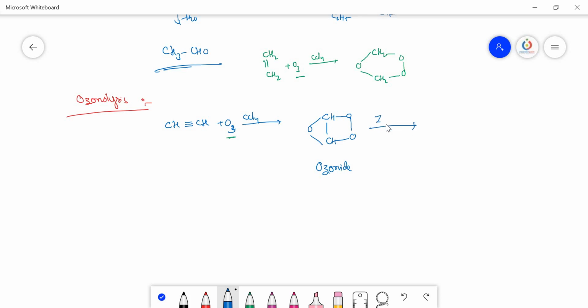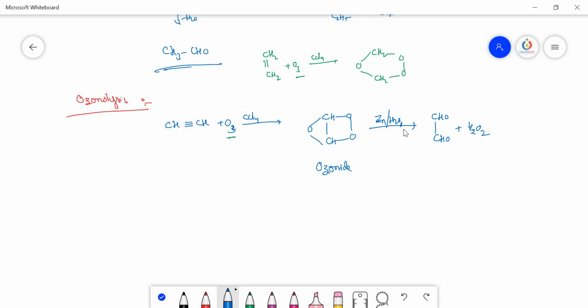On zinc and H2O, the ozonide may undergo reductive or oxidative ozonolysis, and you will get similar products. Let us take reductive ozonolysis. On reductive ozonolysis, this carbon-carbon bond will not break; only these bonds will be broken, this particular bond and this particular bond. So you get CHO and CHO, and H2O becomes H2O2.